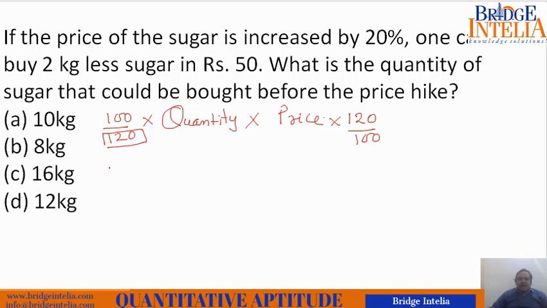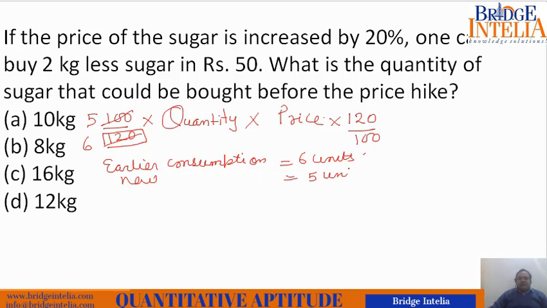Fine. So earlier consumption was 120 units, or you can simplify this, no problem, 6 and 5. So earlier consumption was 6 units, new consumption is 5 units. So you can see now you are consuming less, that's why 2 kg less. So the difference in units, 1 unit is equal to 2 kgs.